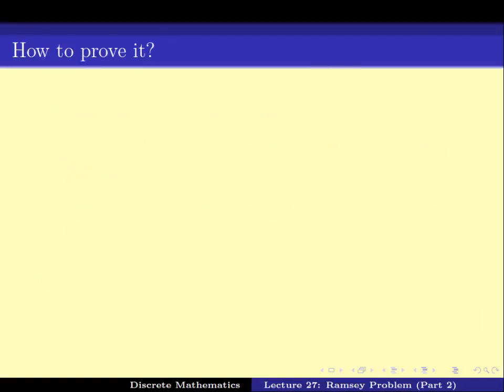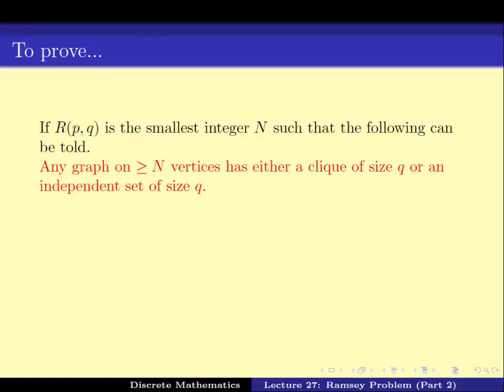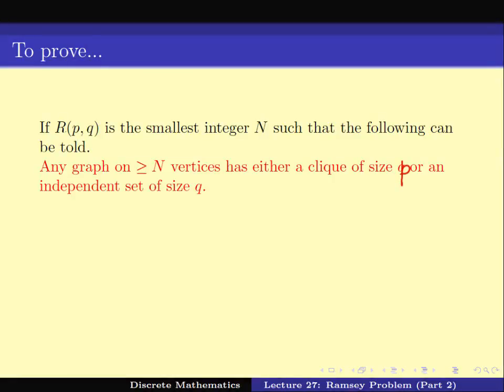Right? Now how do we prove it? The hint is we'll give a direct proof of it. So let's try to understand what we have to prove first. This is the definition that we have. R(p,q) is the smallest integer n such that the following statement holds: any graph on at least n vertices either has a clique of size p or an independent set of size q. Then we want to prove that this relation holds.